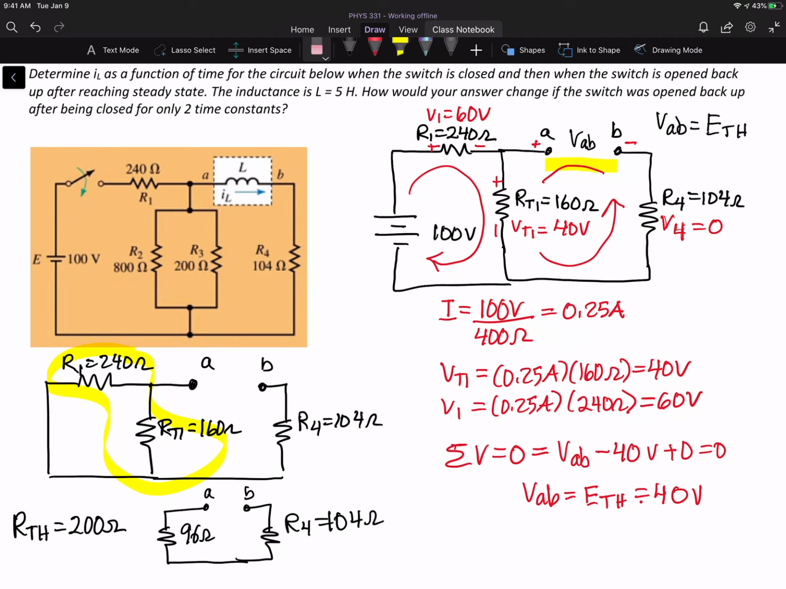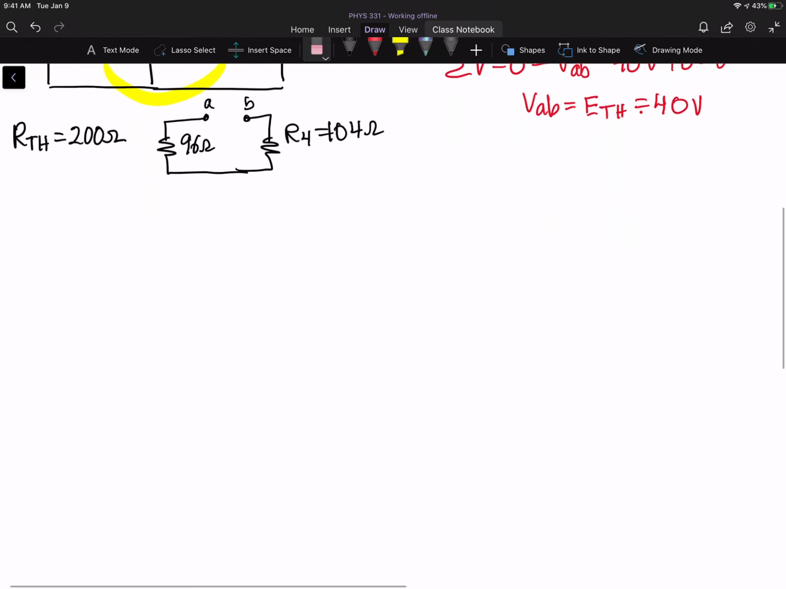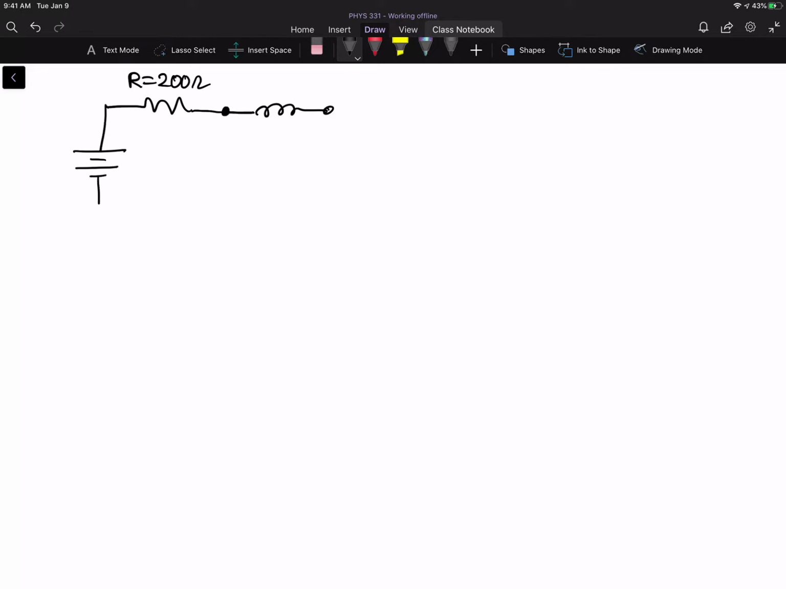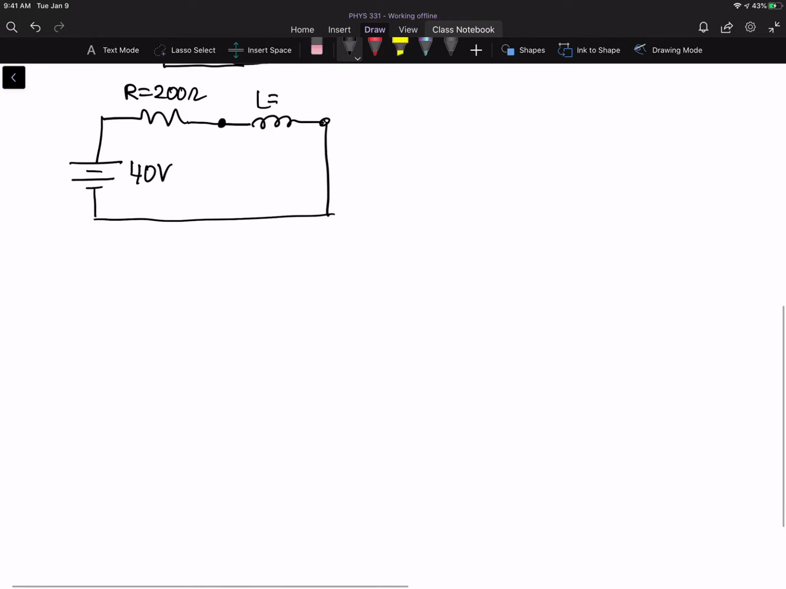Now that we know our Thevenin equivalent resistance and our Thevenin equivalent voltage, we can redraw our circuit with our inductor placed back in the circuit with a single resistor of 200 ohms and a single voltage supply, 40 volts. And our inductor has a value of 5 Henry.